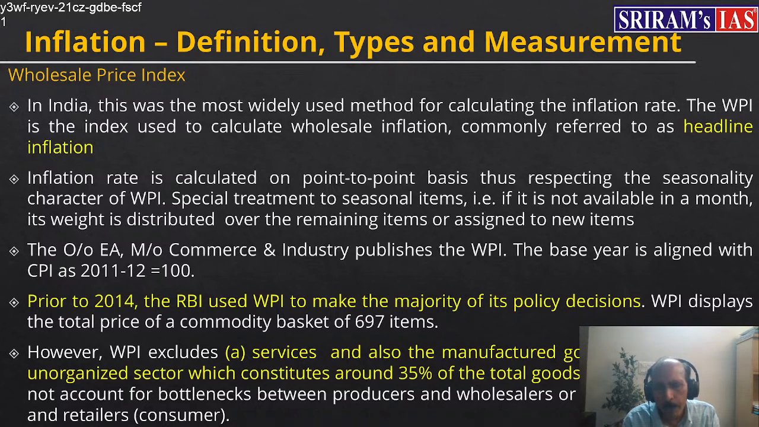But the basic drawback of the wholesale price index is it doesn't take into account the services, and services play an important role in our day-to-day life. They do not take into account the prices of the services we consume. They also do not take into account the manufactured goods produced in the informal sector, which constitute around 35% of the total goods produced. And therefore, a major chunk of goods and services which we consume on a day-to-day basis are not taken into account in the wholesale price index. Therefore, the wholesale price index may not reflect the true change in the prices over a period of time.